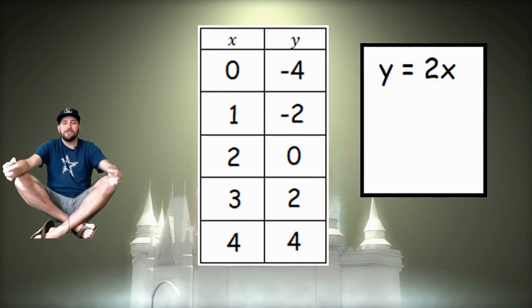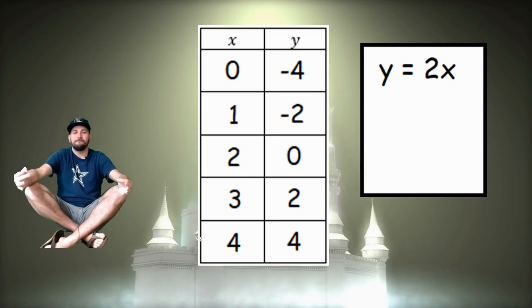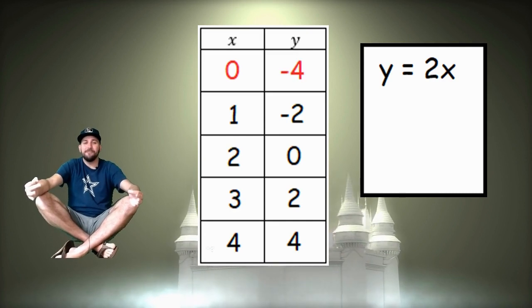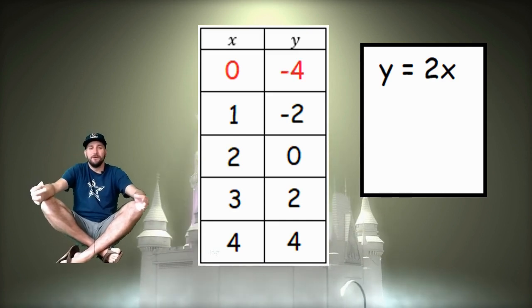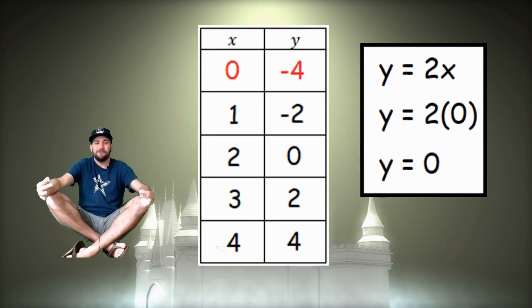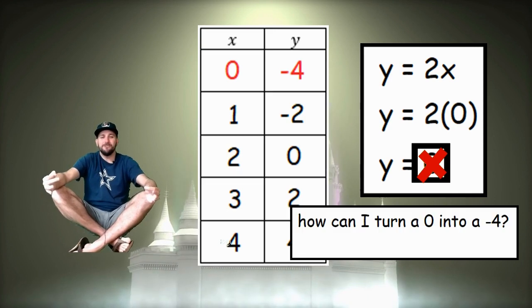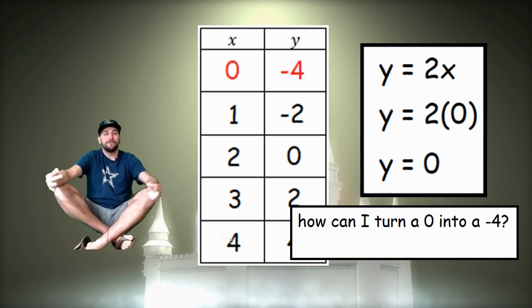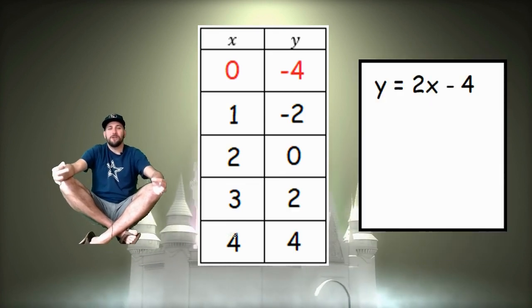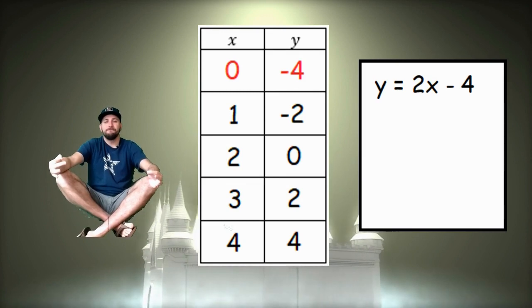So I know my equation looks something like y equals 2 times x. When I plug in a 0 for my input, I want to get out a -4 for my output. When I plug a 0 into this equation I just found, I get out a 0, not a -4. To change a 0 into a -4, I could subtract 4. So we'll try the equation y equals 2x minus 4 and see if that works.